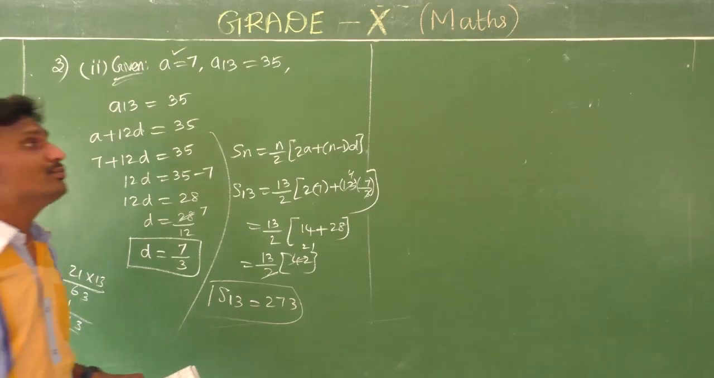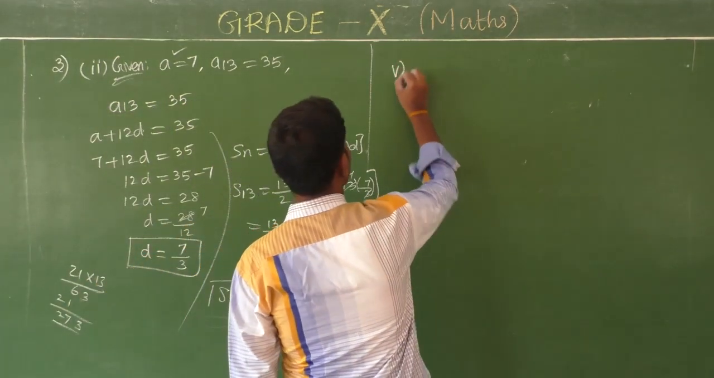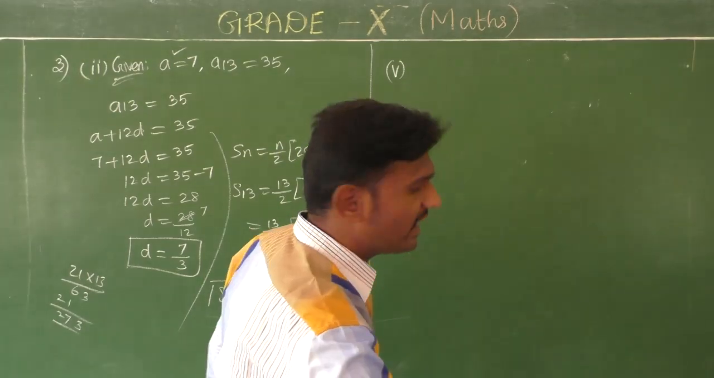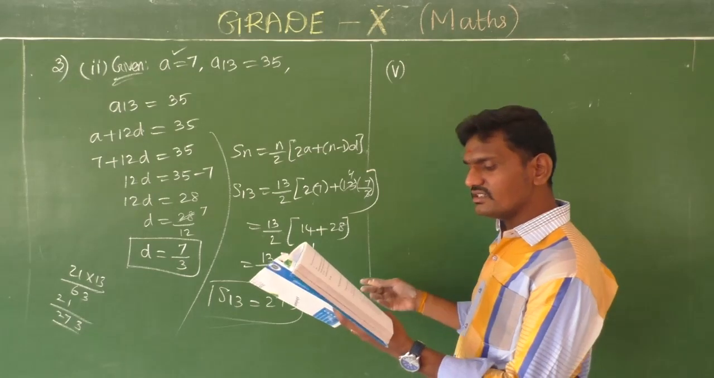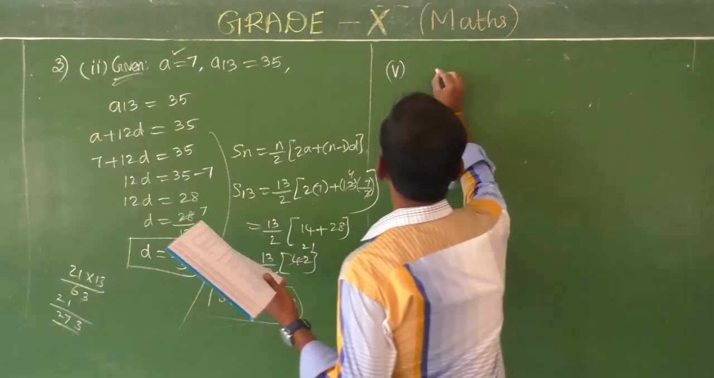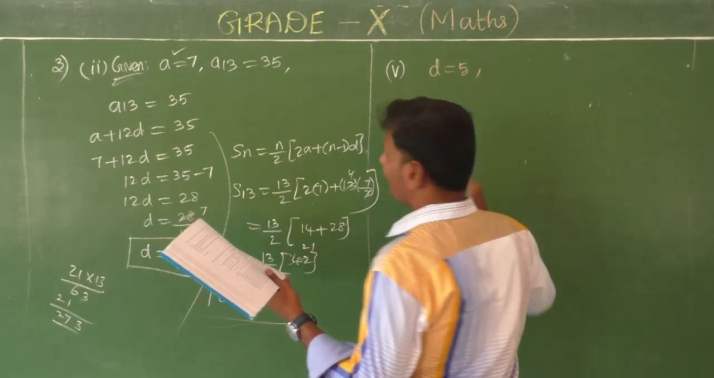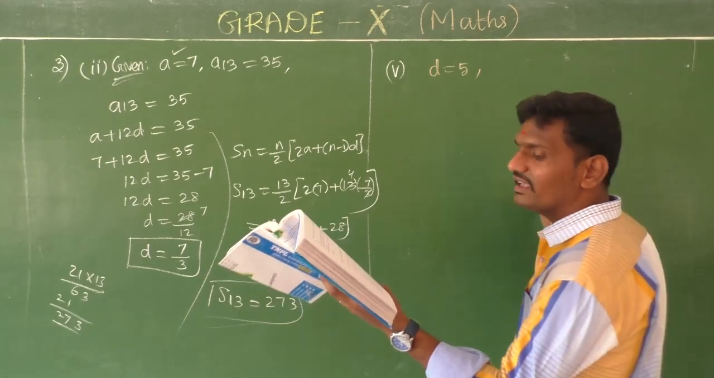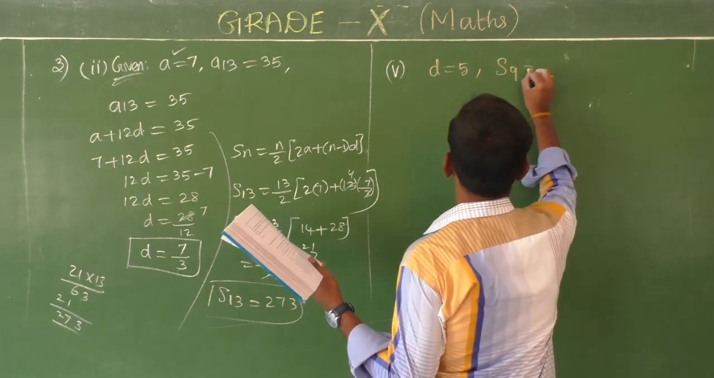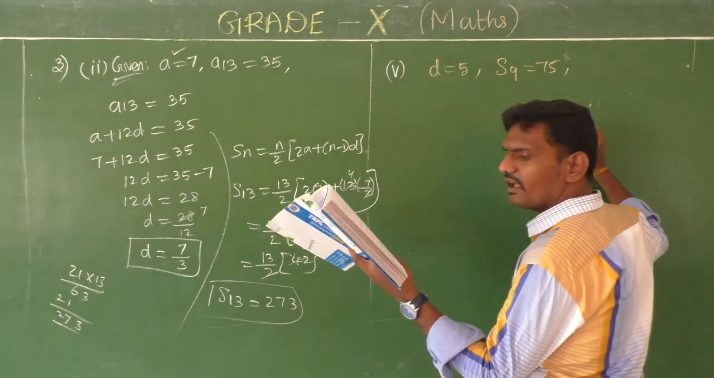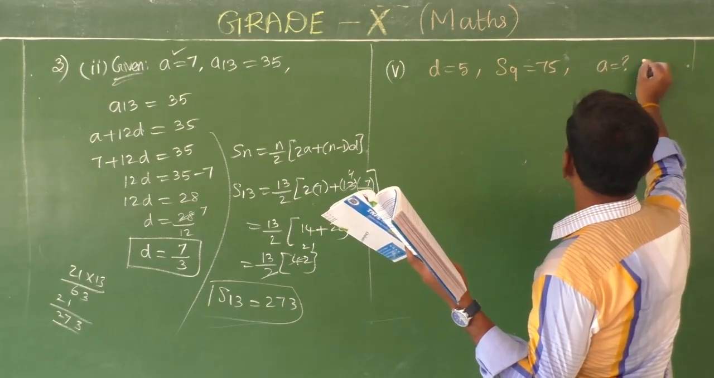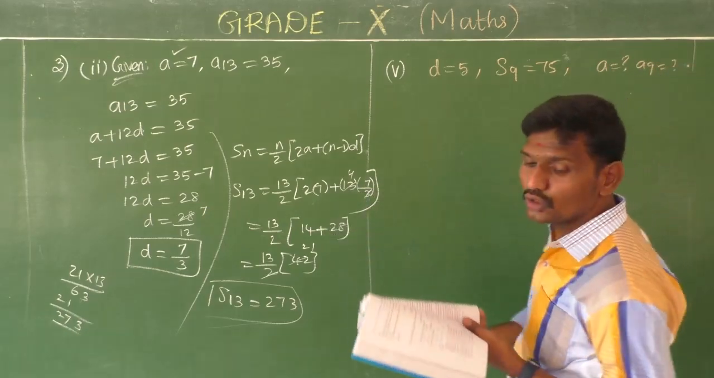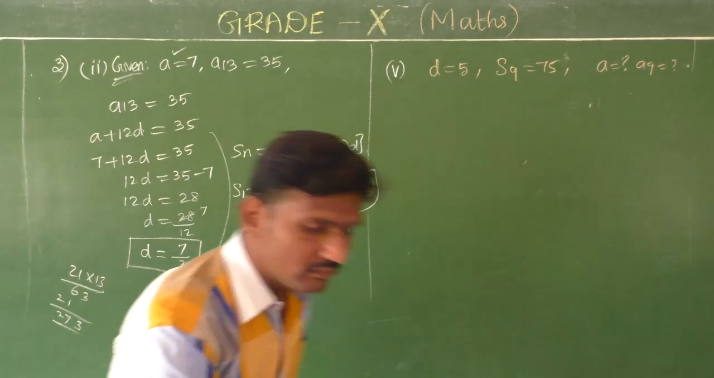Now I give you the fifth question, student. What is given in your fifth one? Look at the question. The common difference is given, d equal to 5. S9 equal to 75. Then what are we going to find? The first term and a9, the ninth term. So we are going to find these two things now.